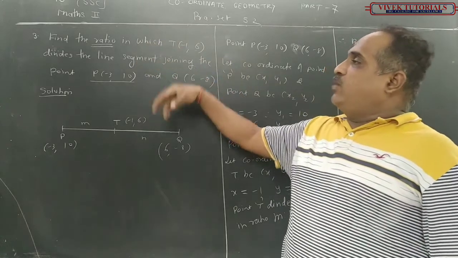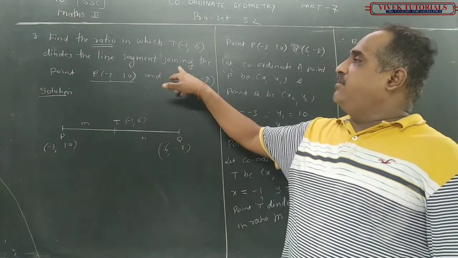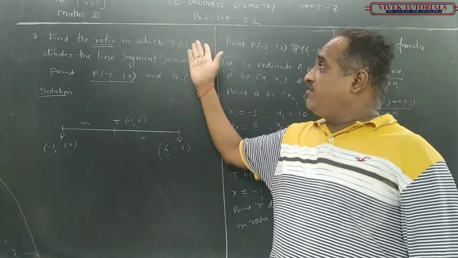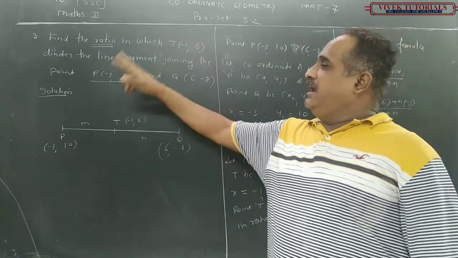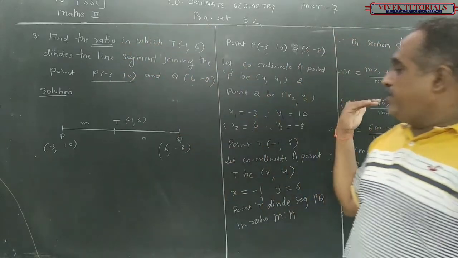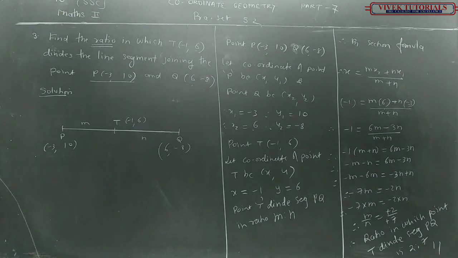T(-1, 6) divides the line segment joining P and Q. They have given the coordinates of T, P and Q, and they ask for the ratio. What have we been asked? The ratio m is to n.